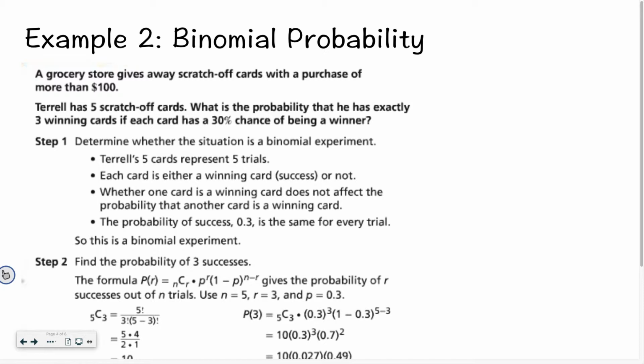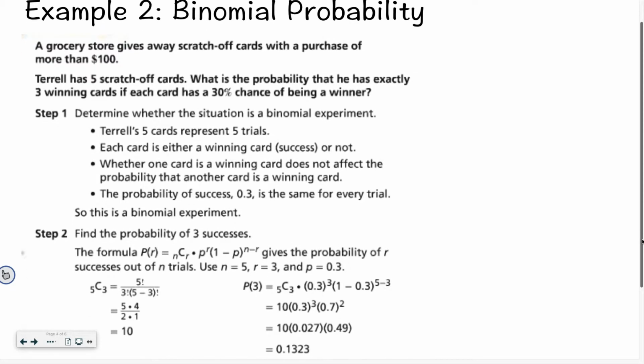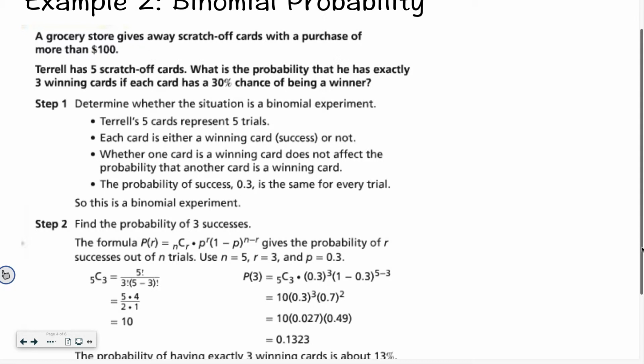All right, so a grocery store gives away scratch-off cards with a purchase of more than $100. So you go to the grocery store, spend $100, and you get scratch-offs. Terrell has 5 scratch-off cards. What is the probability that he has exactly 3 winning cards if each card has a 30% chance of being a winner? Everything up here is setting up the problem for us.